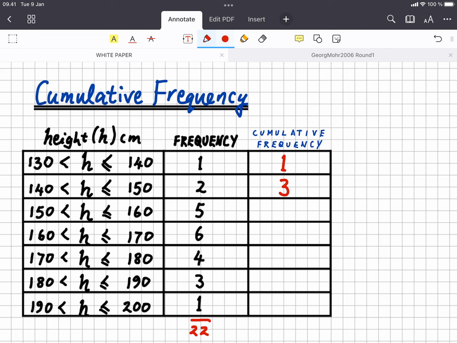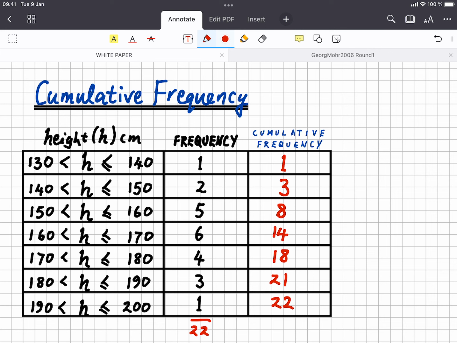Next category, 5 people, so that's 8 so far, and then another 6 makes 14, another 4 makes 18, another 3 makes 21, and then another 1 makes 22 people so far. So that matches the total of the column, of course. 22 people are in the whole thing. So I've got data about the heights of 22 people.